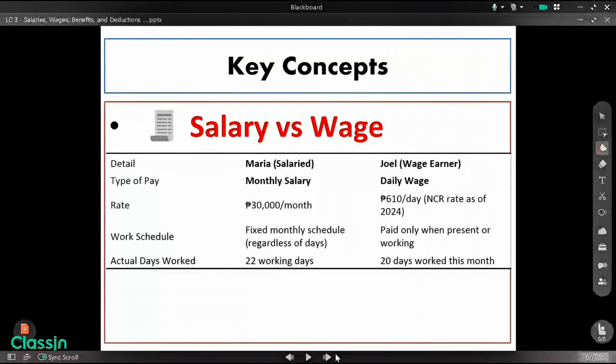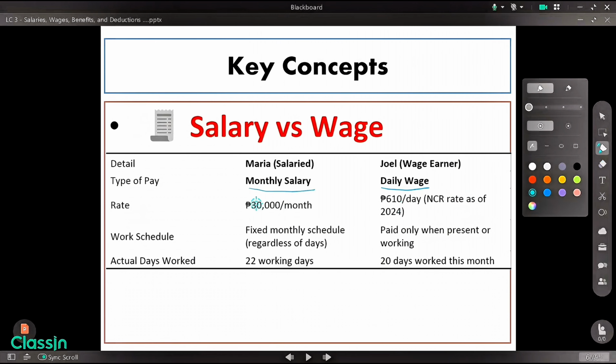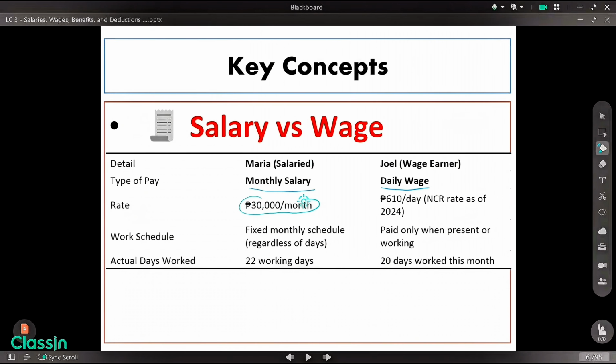Okay, so as you can see here in the table, we have Maria and Joel. Maria has a type of pay of monthly salary, while Joel has a type of pay of daily wage. As per rate, the rate of Maria is 30,000 a month, and the rate of Joel is 610 pesos per day. That is the NCR rate, National Capital Region rate as of 2024.